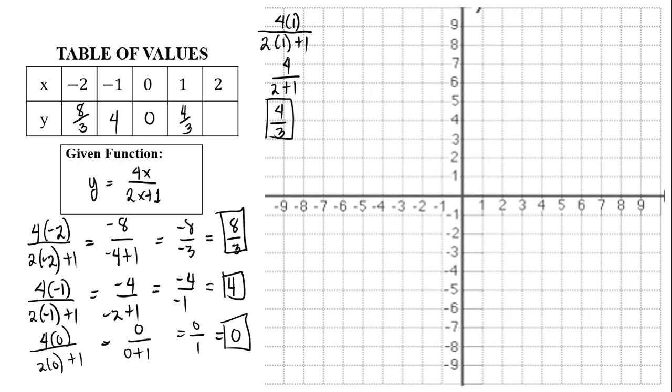Okay, and last we have if the value of our x is 2. So substitute 4 times 2 over 2 times 2 plus 1. So 4 times 2 is 8. 2 times 2 is 4 plus 1. We have 8 over 5.